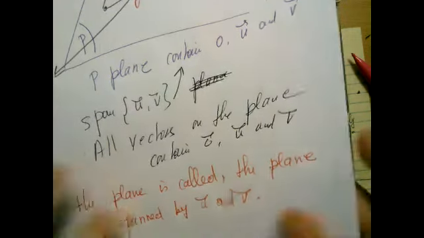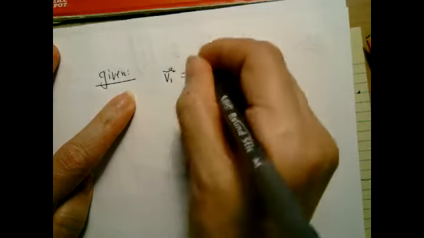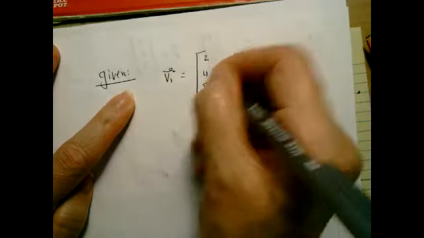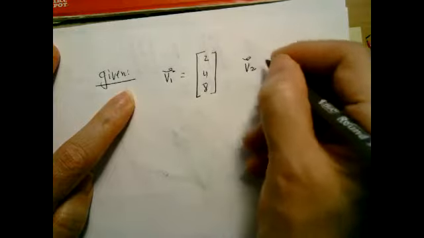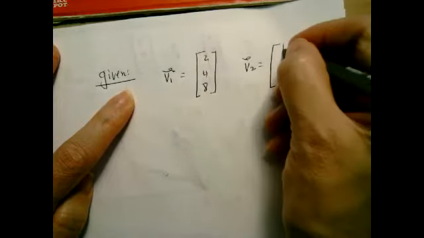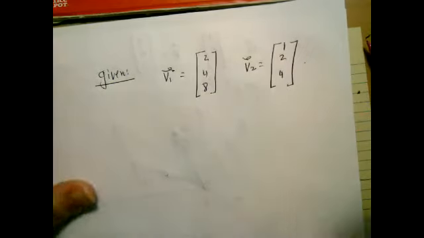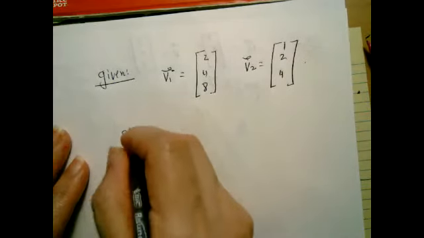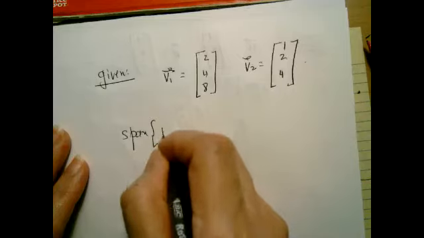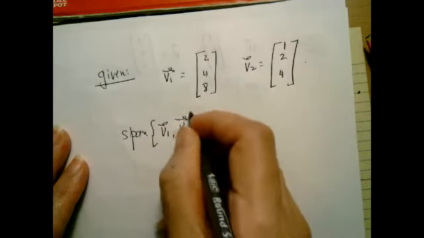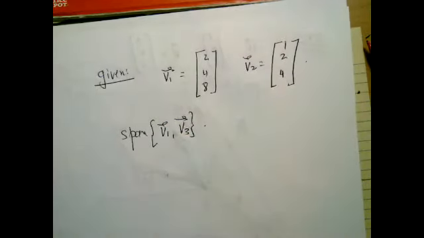Okay. But what happened in R2 also can happen in R3. And what do I mean by that? So suppose I give you two vectors. Suppose you're given the following: V1, let us say, I'm not going to think very hard, and V2 to be 1, 2, 4. And the question is, I want to look at the span of V1 and V2. I am in R3 now. I want to describe this to you geometrically.